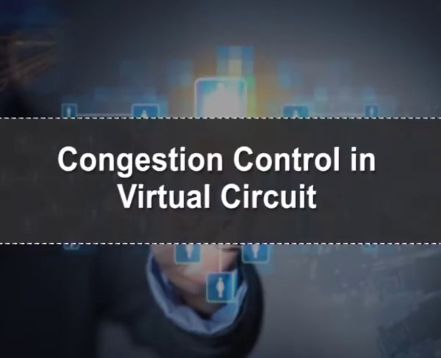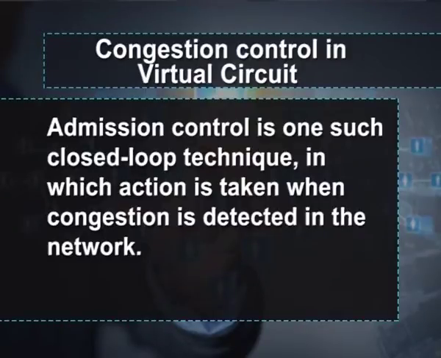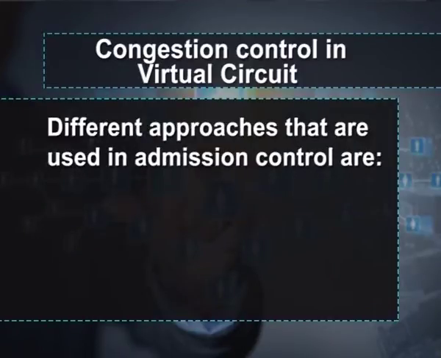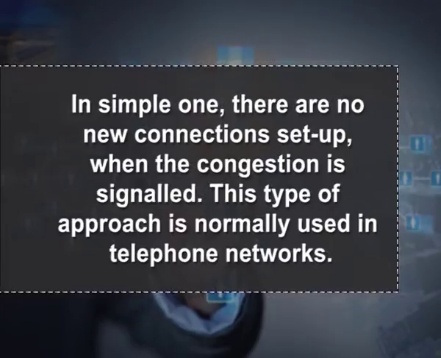Next is congestion control in virtual circuits. Admission control is one such closed loop technique in which action is taken when congestion is detected in the network. Different approaches that are used in admission control are: a simpler one, where no new connections are set up when congestion is signaled.